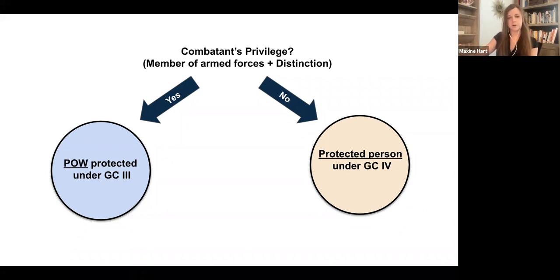And the arguments for this are partly textual, because the definition of protected persons under the Fourth Convention says all people in the power of a party to the conflict, except those covered by the Third Convention. So the implication of that is that if you're not covered by the Third Convention, you're a member of all of the other people who are covered by the Fourth Convention.